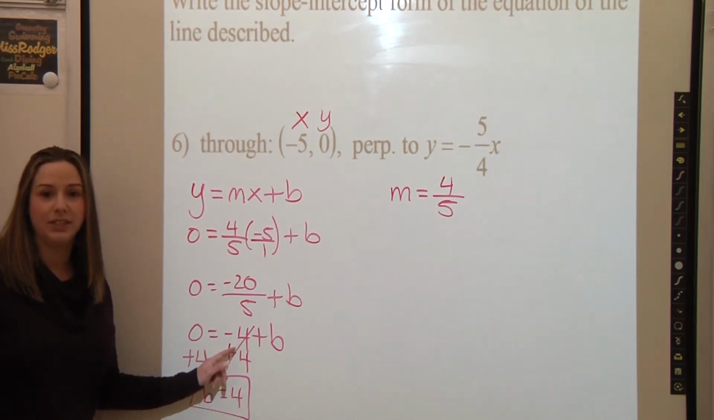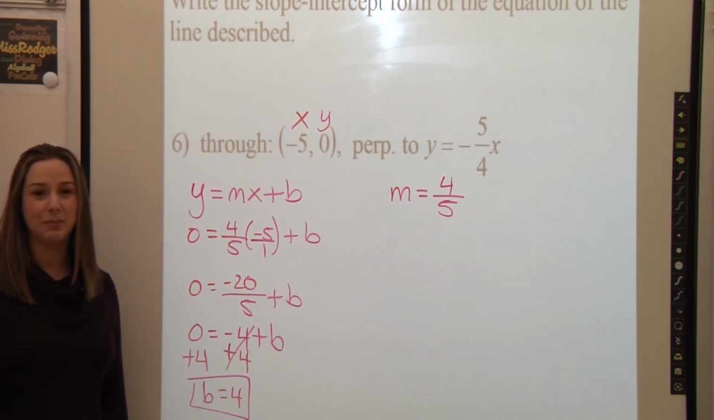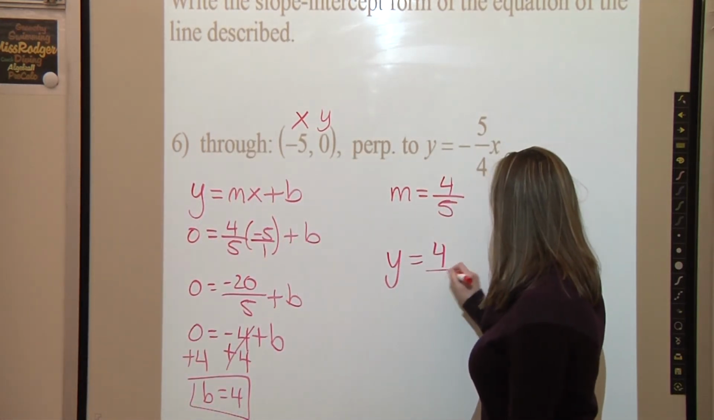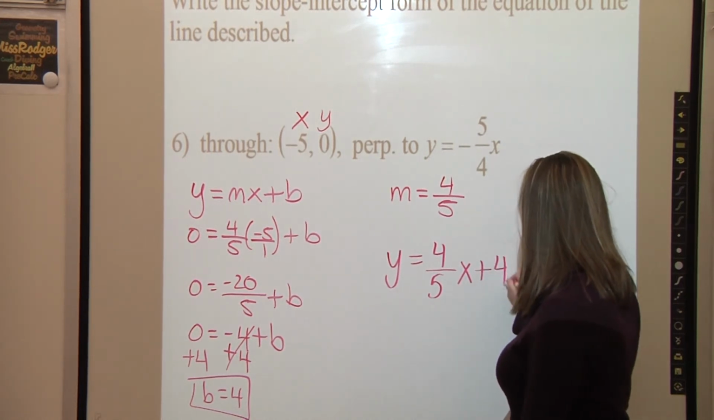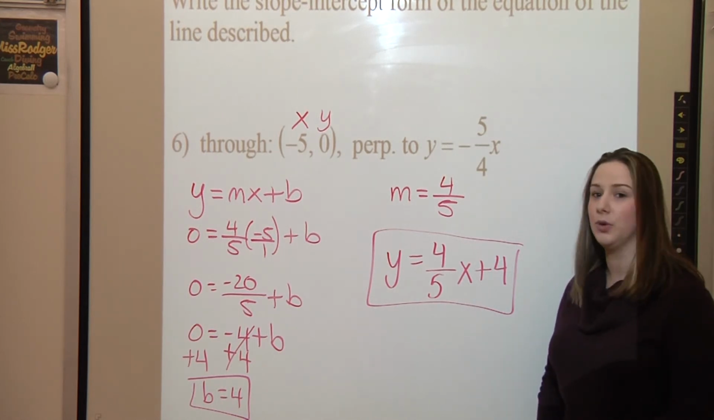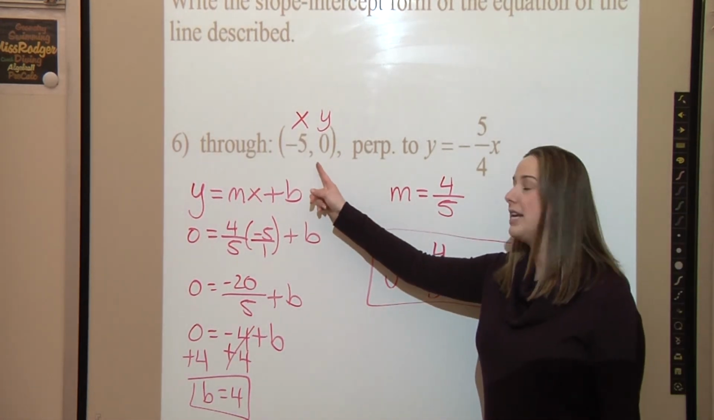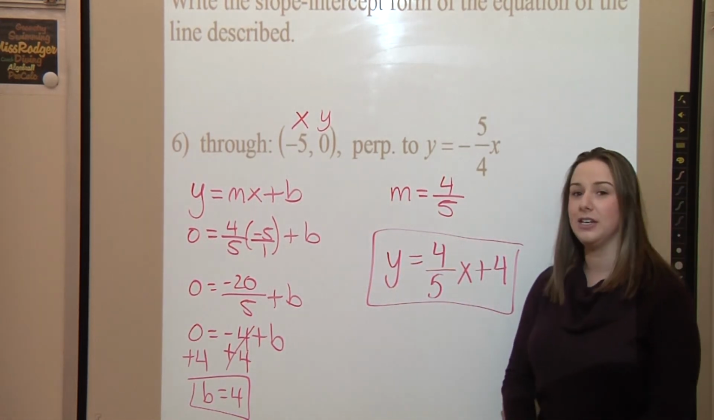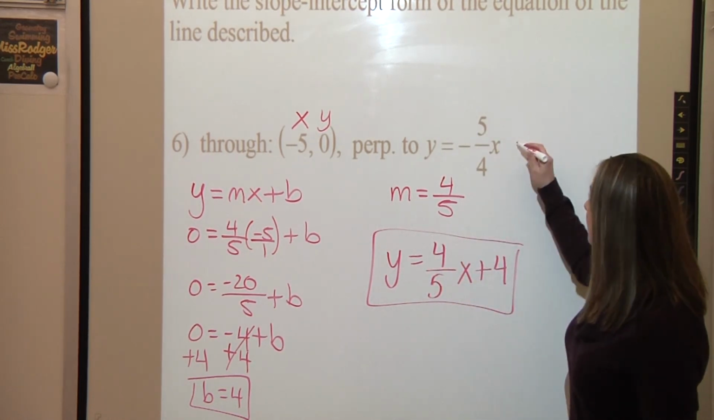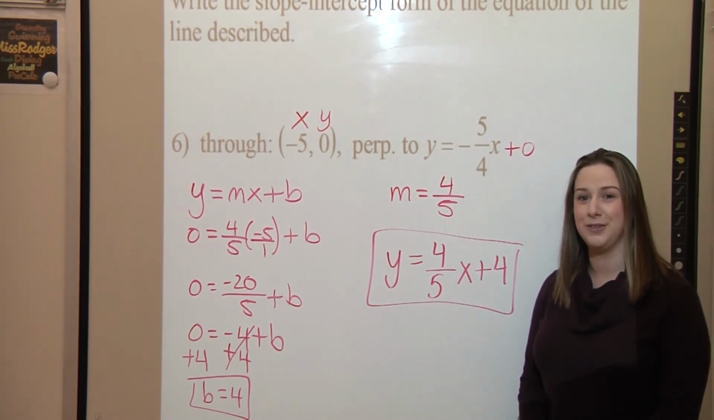I need to bring -4 to the other side. So I'm going to add 4 to both sides. B must equal 4. I now have slope-intercept form. Y equals 4/5 x plus 4 is the equation to the line in slope-intercept form that goes through the point -5, 0 and is perpendicular to y equals -5 over 4x. Remember, with this problem, there's technically a +0 there as the y-intercept. Don't be confused by that.